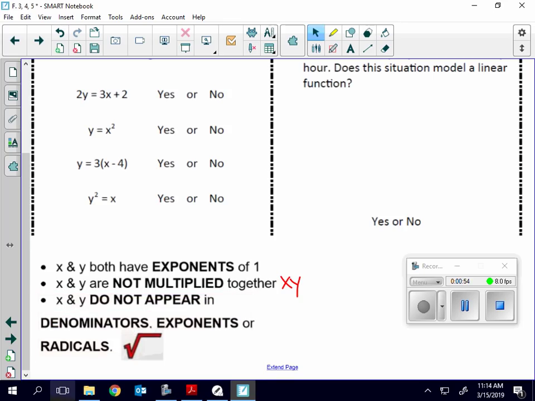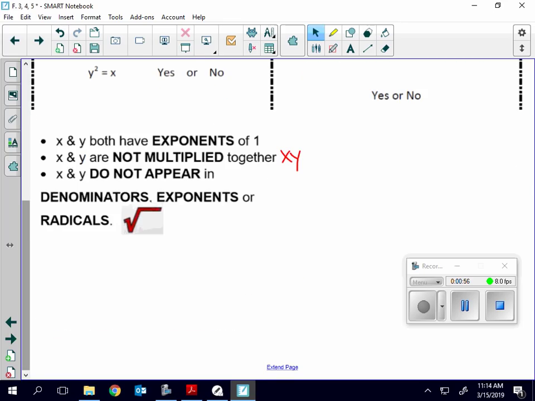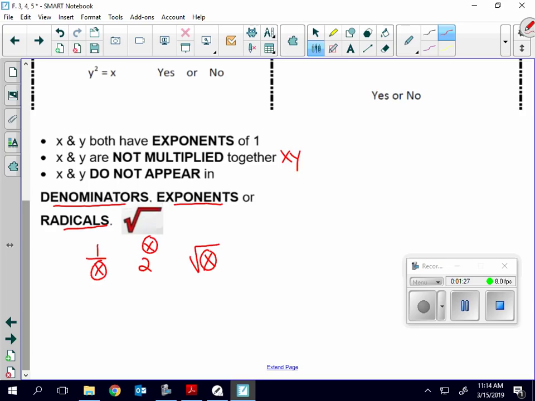And lastly, which is a bunch of things here, you can't have x and y in denominators, exponents, or radicals, meaning we can't have 1 over x, something like that. You can't have an exponent, so we have 2 to the x, can't have that. And you can't have a radical over a variable. You can have a radical, you can have a fraction, you can have an exponent, as long as they're not variables in them, like that.